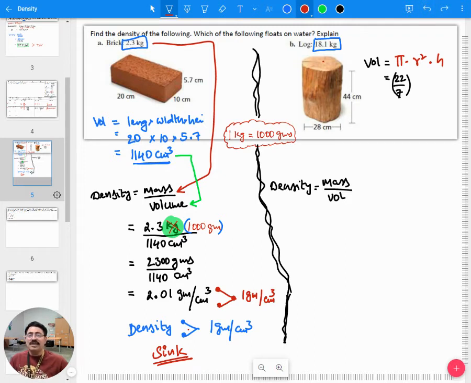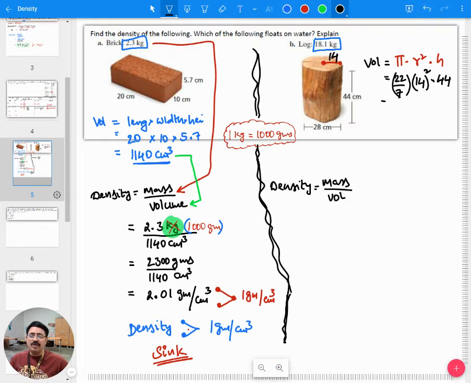So the radius means from the center of the circle to the edge. That is half of the diameter. Half of 28 gives us 14 units. That's the radius, so in the place of radius, it is 14. Please don't be in a hurry and don't take 28, or you'll end up with the wrong answer. And the height is 44 centimeters.